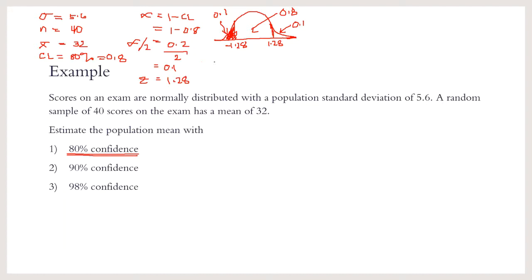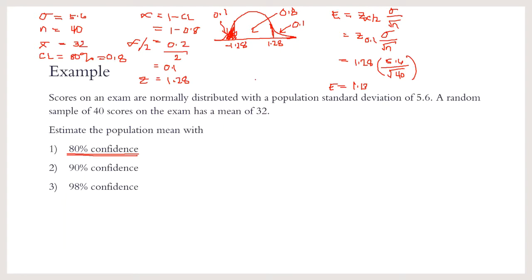After we find our z-score, we can solve for our marginal error, which is equivalent to the z-score of alpha over 2 times the standard deviation over the square root of n. The z-score for alpha divided by 2, which is 0.1, is 1.28. That is multiplied by the standard deviation of 5.6, over the square root of 40 as our n. This is equivalent to 1.13, but this is still the marginal error.